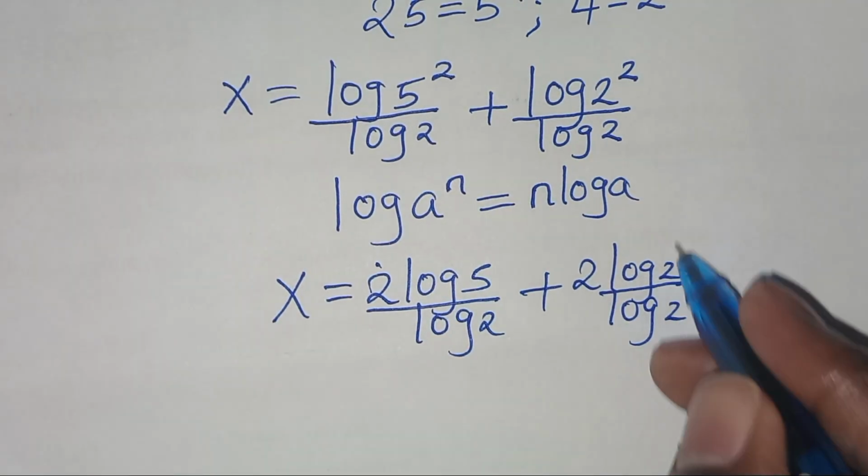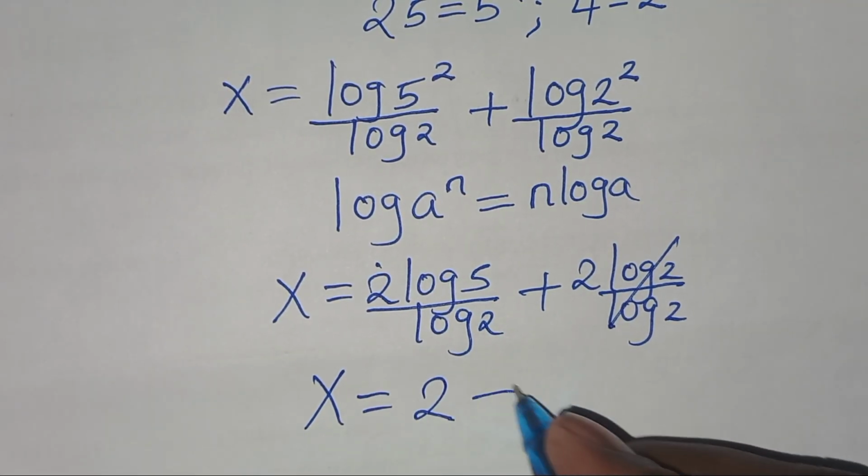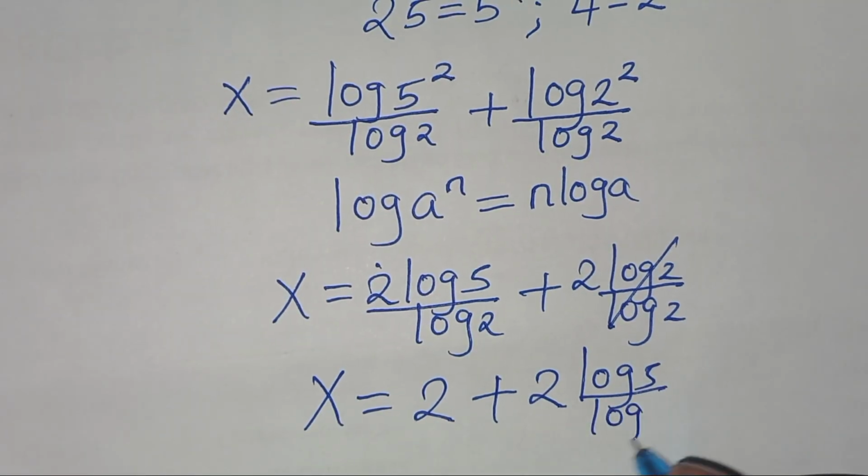So let's simplify here. Log 2 and log 2 simplify, so that x will be equal to 2 plus 2 log 5 divided by log 2.